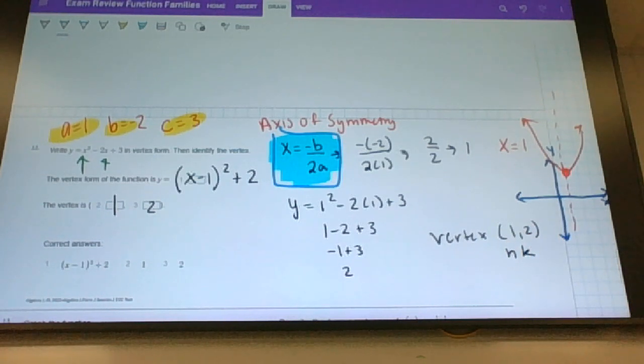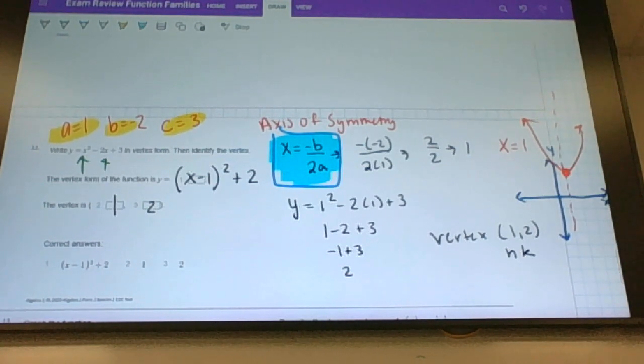So when you plug it into the form, the vertex goes in the h spot and the k spot. It's x minus 1 squared plus 2. I would describe this as move right 1 and up 2. Okay? That's more difficult than the previous question. Another question.